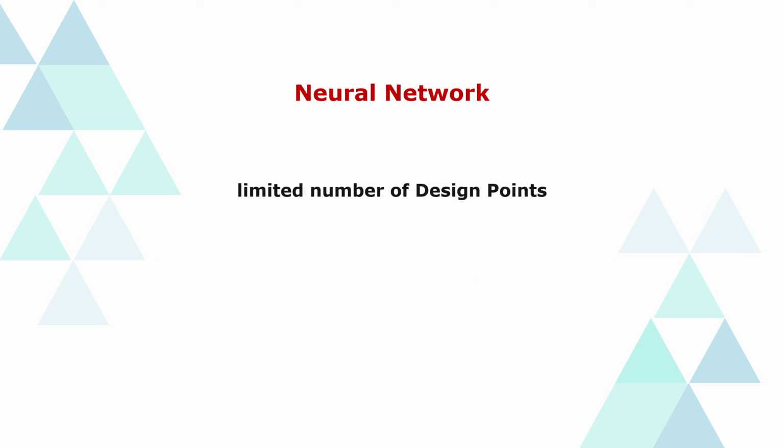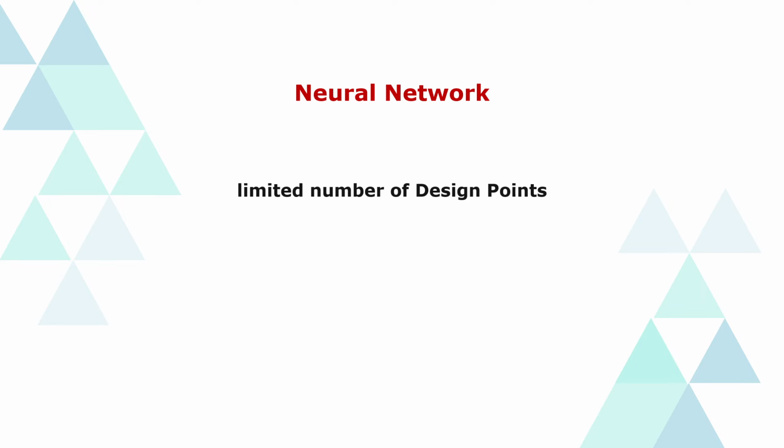The neural network method uses a limited number of design points for approximation. It can operate better if the number of design points and the number of intermediate cells are high. Note that cells are the neurons in the neural network, used in the hidden layers.